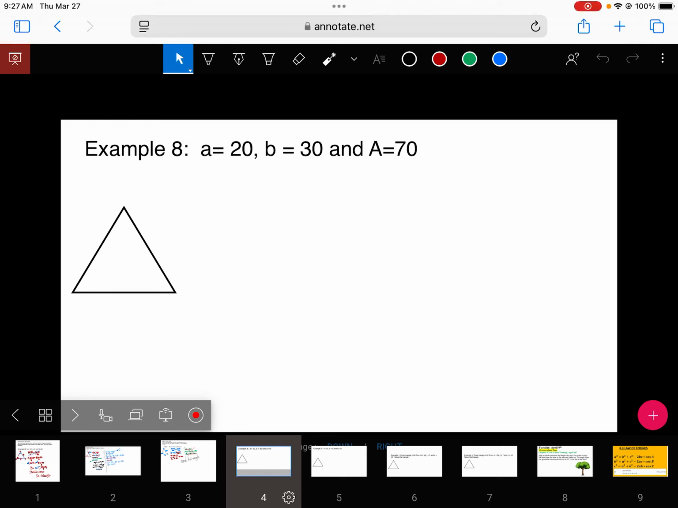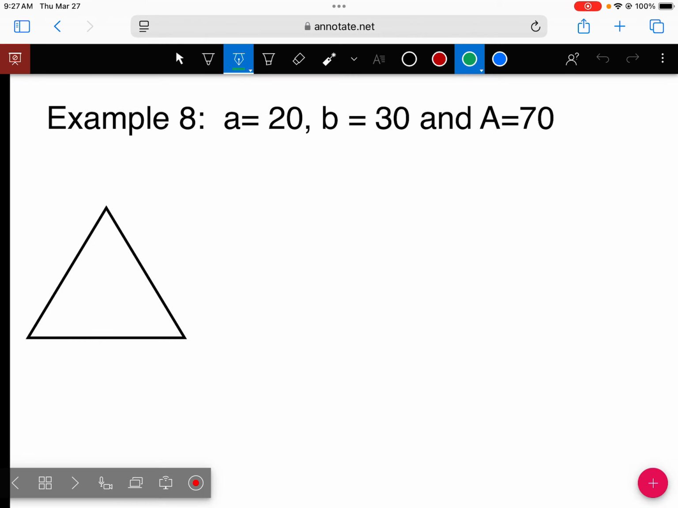Okay, so let's pick up where we ended yesterday. On page 10 in our notes, we're going to do example 8 and example 9. So remember, when you have the ambiguous case, you don't know if it's no triangle, one triangle, or two triangles, which is why we call it ambiguous. So the first thing we're going to do is label our triangle with the given information.